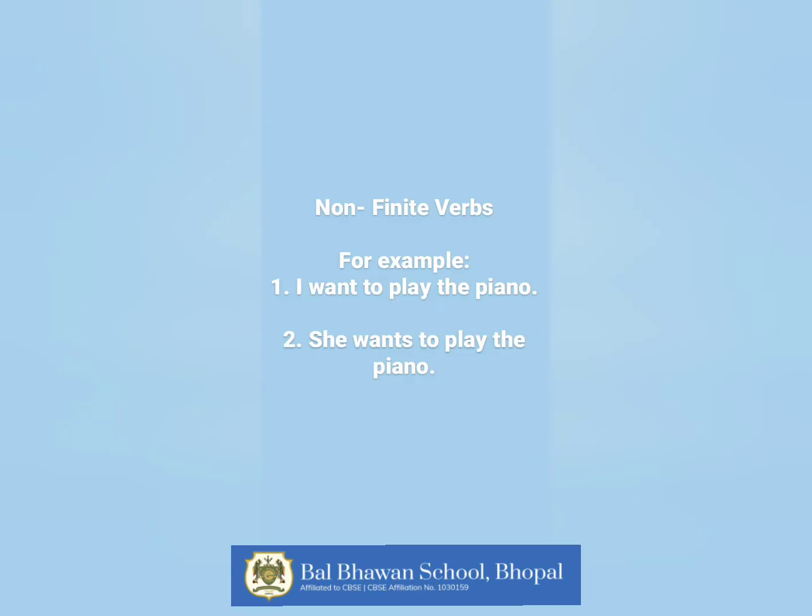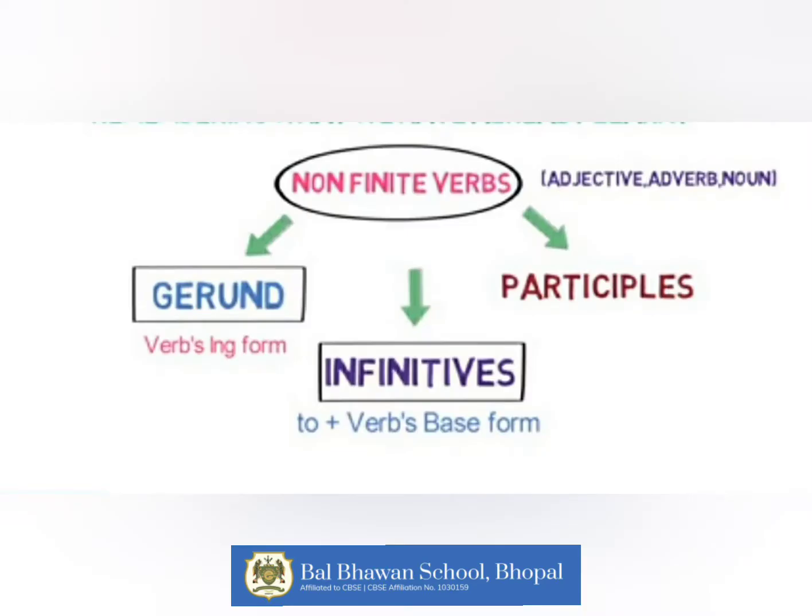Look at the examples here. I want to play the piano. She wants to play the piano. In the above sentences, want and wants are the main verbs of the sentences. But to play, that does not change its form according to the subject, is a non-finite verb. Now, children, non-finite verbs are of three types: gerund, infinitives, and participle.